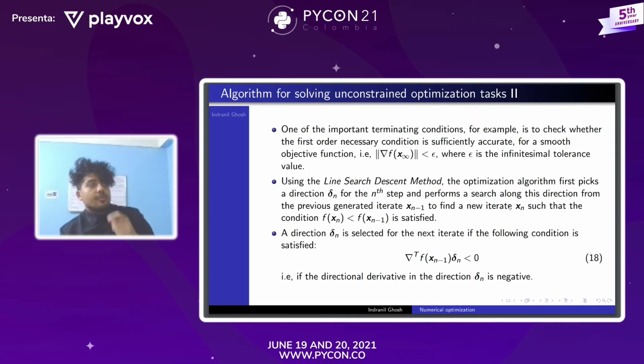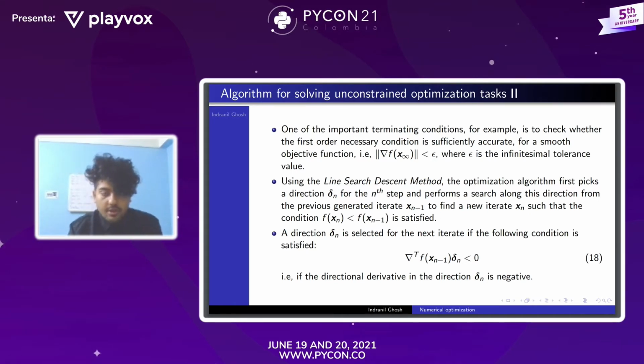For that, we also need to find a very important thing that is called the step length, and we'll see what that is after this. So a direction delta n is actually selected if for the next iterate the following condition is fulfilled, that is the directional derivative should be negative. Okay.